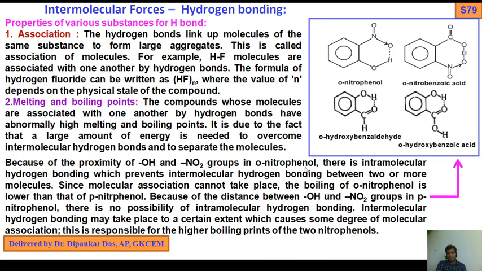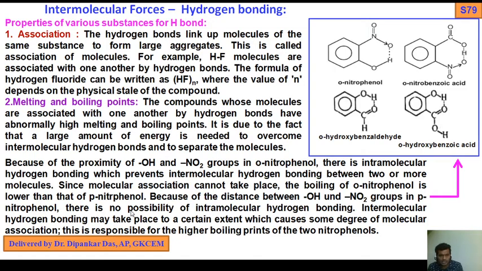In orthonitrophenol, there is intramolecular hydrogen bonding, which prevents the intermolecular hydrogen bonding between two or more molecules. Since molecular association cannot take place, the boiling point of orthonitrophenol is lower than that of paranitrophenol.